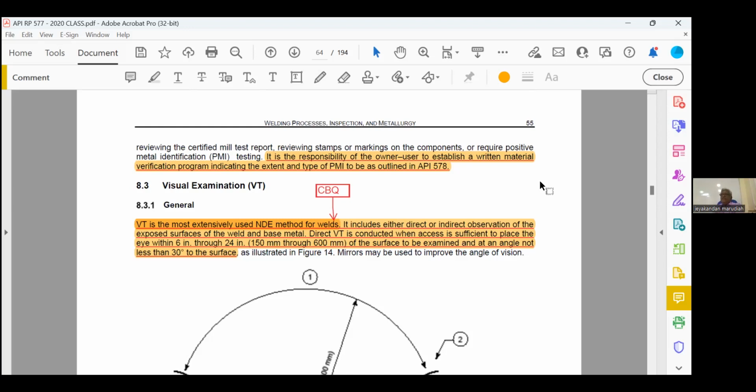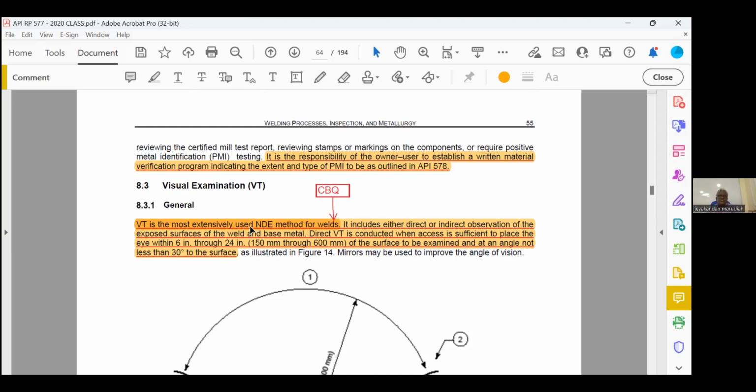Then you can use optical aids as well as mechanical aids during visual. What are the optical aids? Lighting. What should be the lighting at the surface? 1000 lux. Mirrors, magnifiers, borescope, fiberscope. These are optical aids. Mechanical aids are weld gauges. Okay, so please highlight this one.